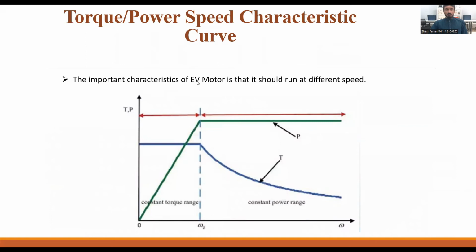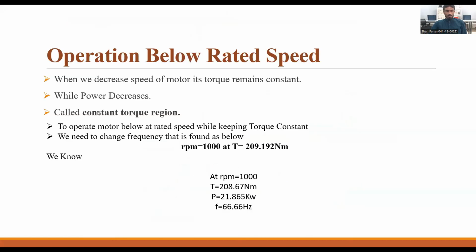Now the torque and power speed characteristic curves. As we know, an important characteristic of an electric vehicle is its torque speed curve. The electric vehicle operates at different speeds in different regions. This is the constant torque region and this is the constant power region. Now we have analyzed operation at different speeds: at rated speed, below rated speed, and above rated speed.